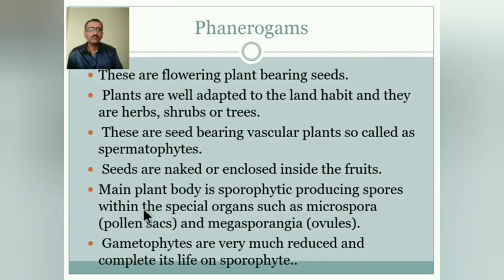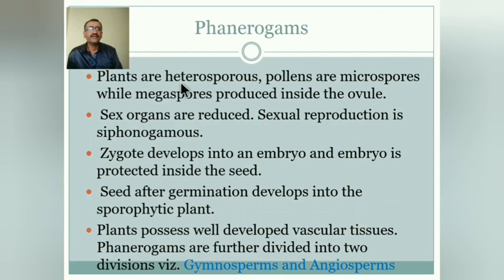Microspore, pollen grain or ovule are present in the sporophytic plant body, and both are present in the flower. Gametophytes are very much reduced and complete their life cycle on the sporophyte. Gametophyte is a very reduced structure. Plants are heterosporous, that means the spores are of different shape and characteristic. The microspores are nothing but the pollens, while the megaspore is produced inside the ovule. Micro means small, mega means larger, that means the ovule is larger than the pollen grain. So they are known as heterosporous.